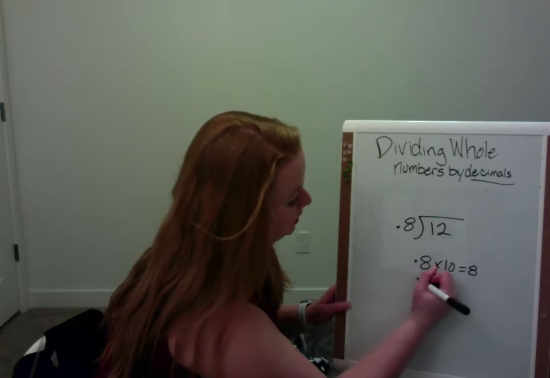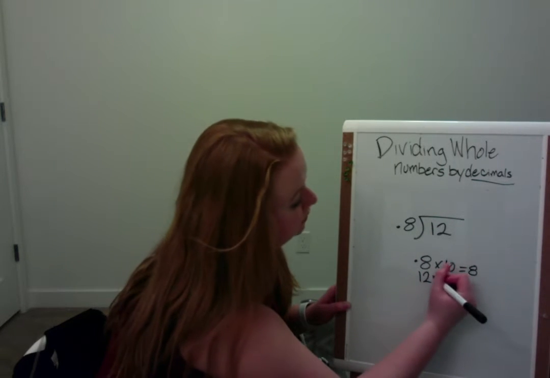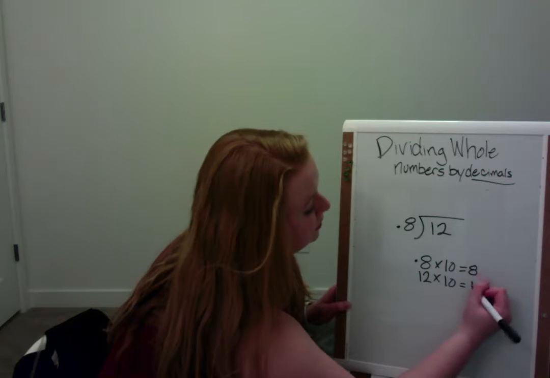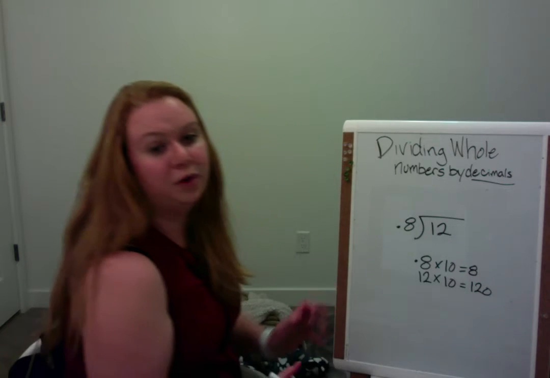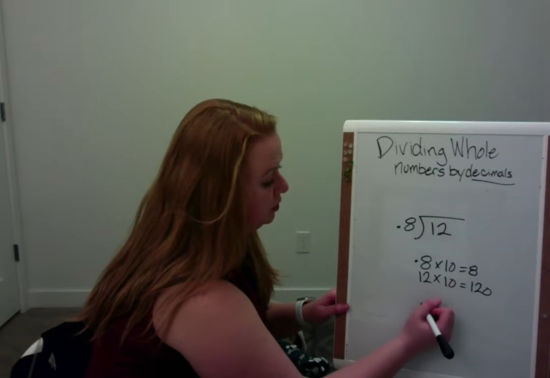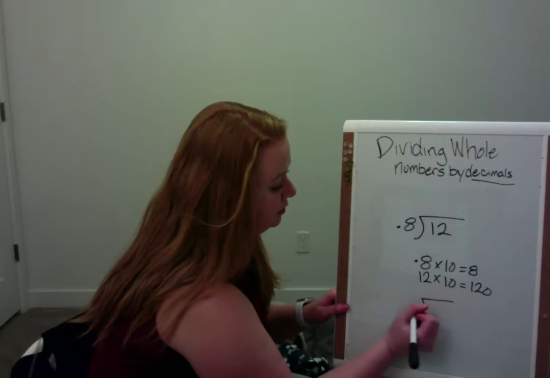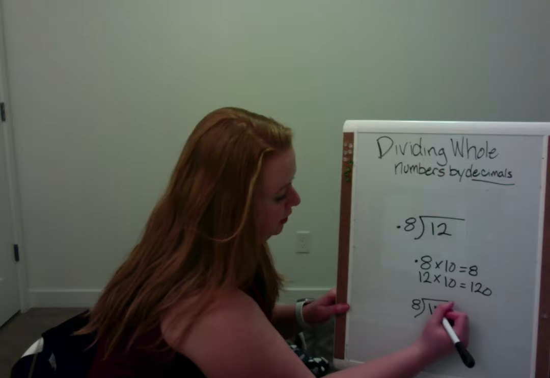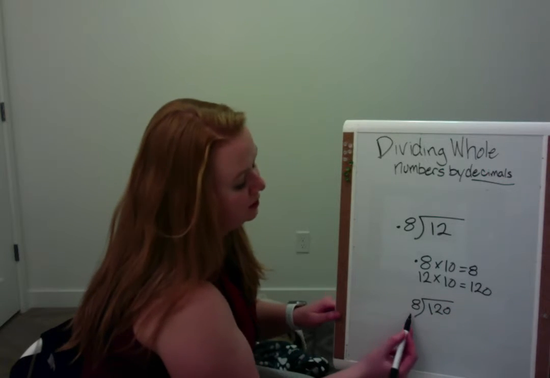Do the same thing to the other side. 12 times 10 equals 120. Now, we set up our new equation with our new numbers. So we have 120 divided by 8.